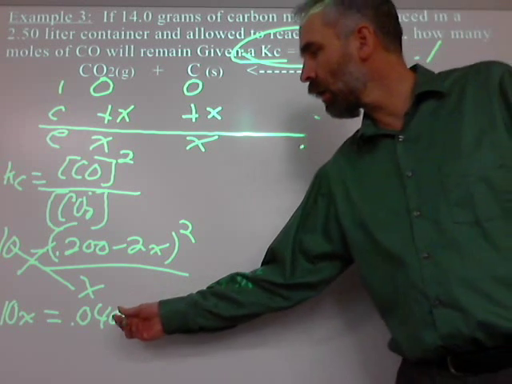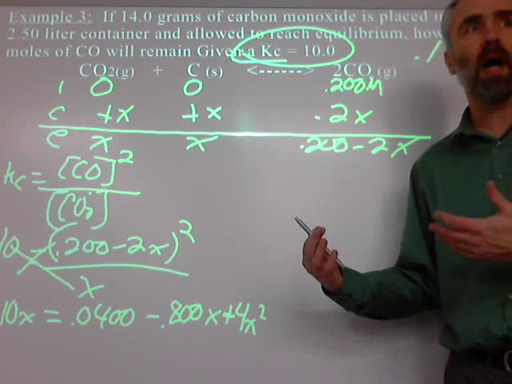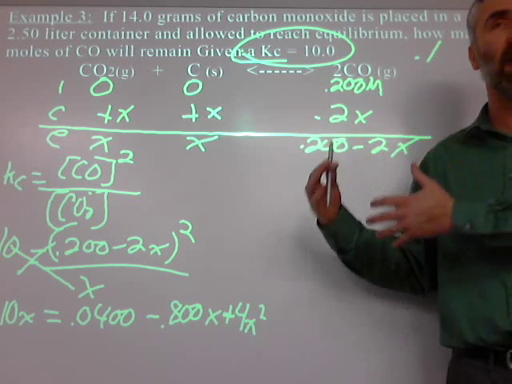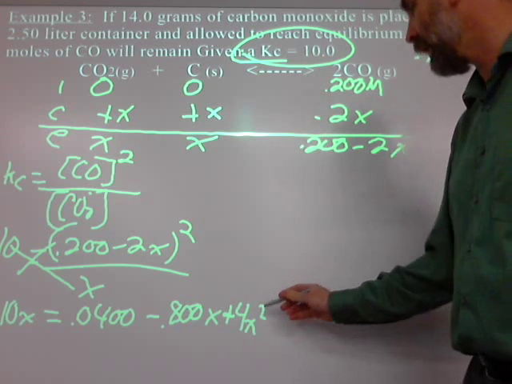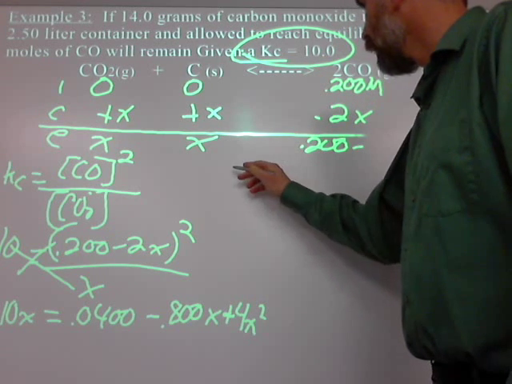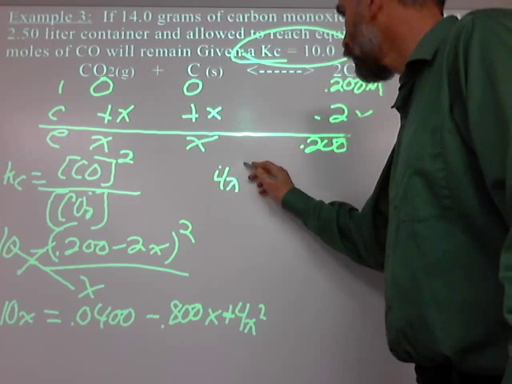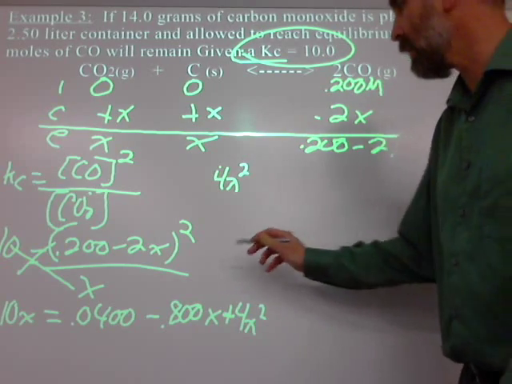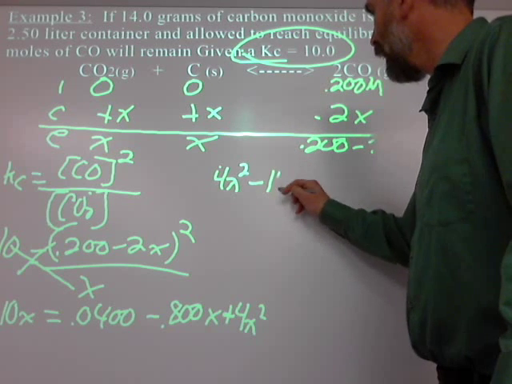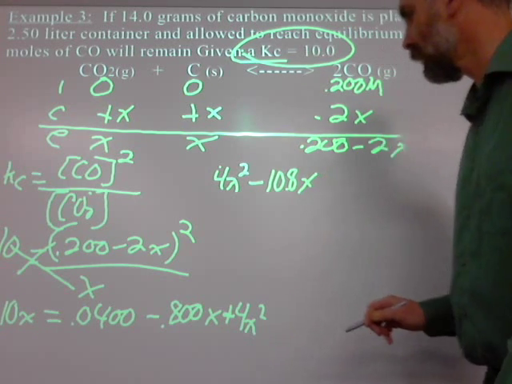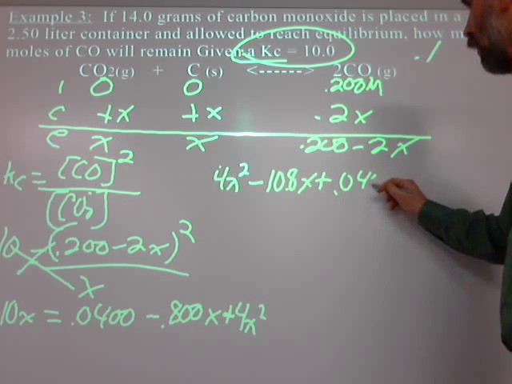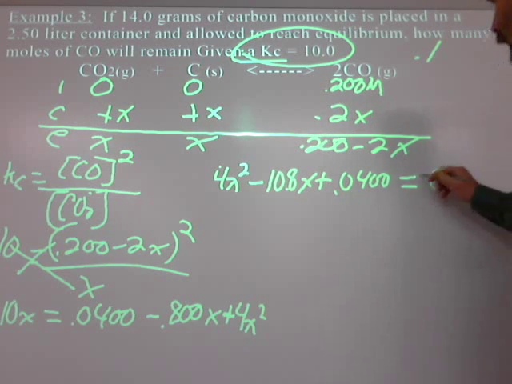Now, I have to bring everything again to one side. Which side do I want to bring it to? I want to bring it to the x squared side. The x squared term is positive, so I'm going to keep it on this side. So it'll be 4x squared. Bringing this over makes it negative. That means minus 10.8x. That one stays the same, plus 0.0400, and the whole thing equals 0.